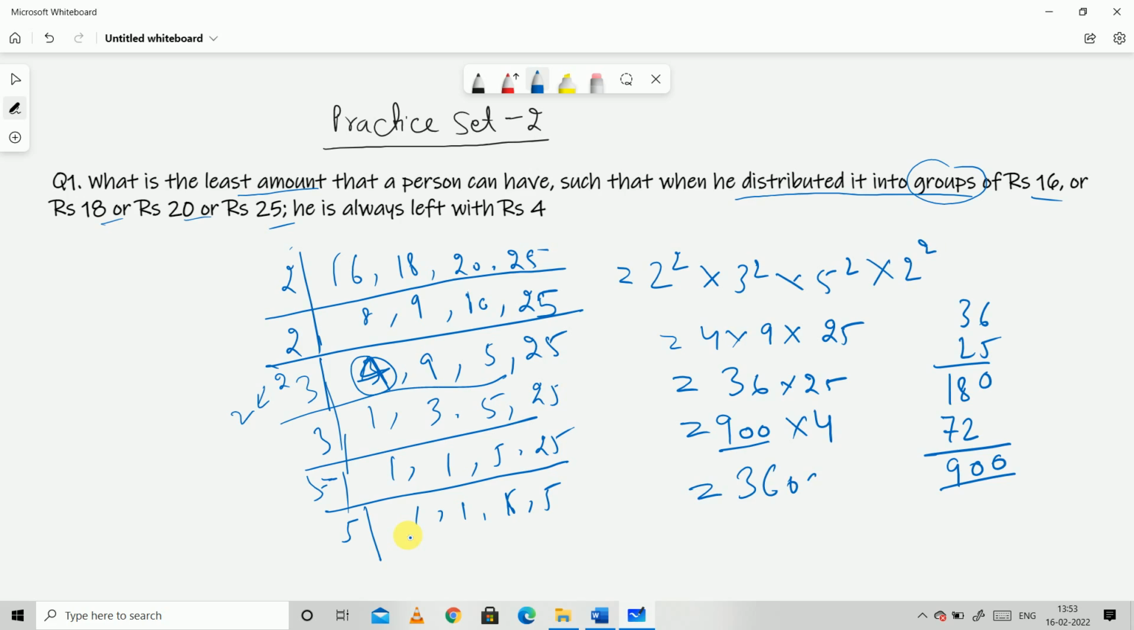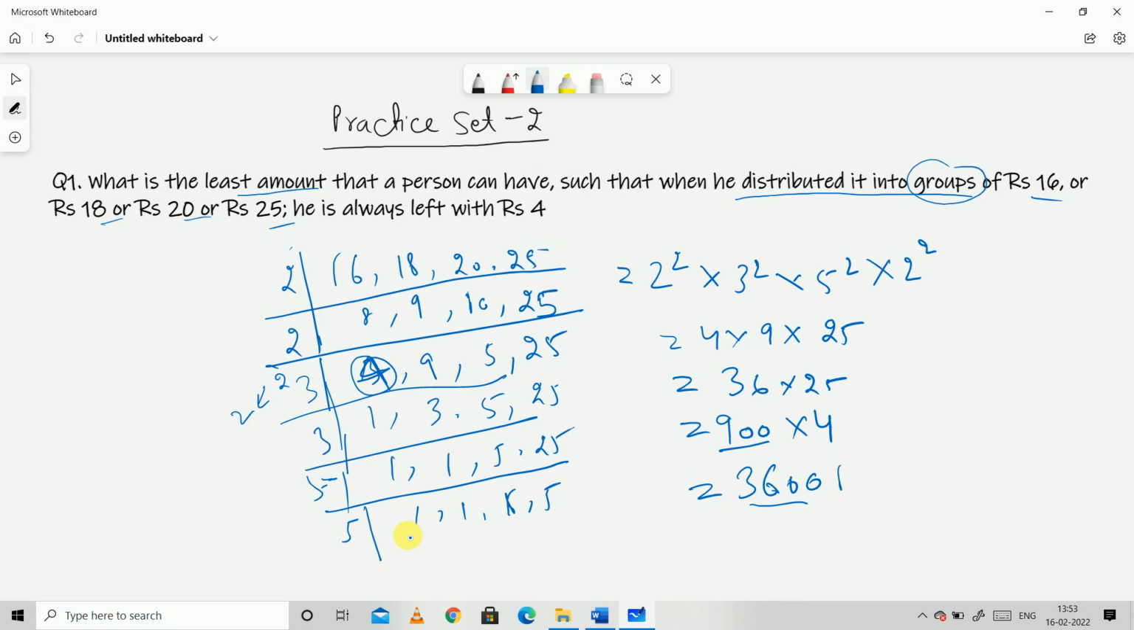So the product, the LCM will be 3600 and not 900. Okay, this is not 900, but it will come out to be 3600. So LCM of the given numbers is 3600. Now 3600 is LCM of these numbers. That's why 3600 will be completely divisible by the given numbers, right?